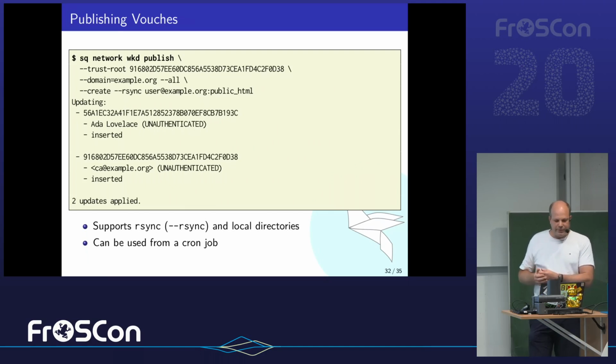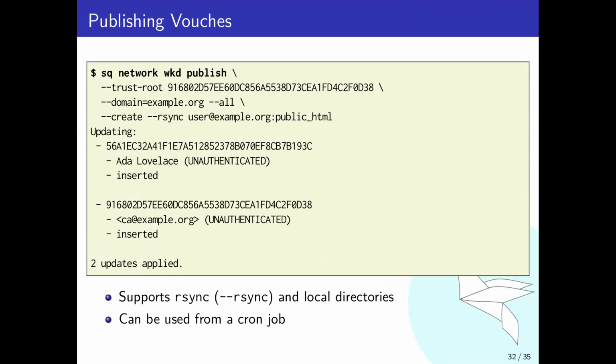Okay, so we want to publish this WKD, and we want to publish all of the certificates for our organization. So we start with our trust root, our CA, and we specify that we want to do the domain example.org. We're going to create a WKD on the web server example.org, put it into the public_html directory, and use the rsync protocol. And so we can publish it. We can use basically the same thing from a cron job, so you can let this run every night and it automatically gets updated.